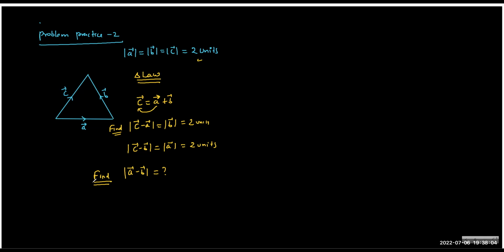If the angle between A and B is 120, so what is the angle between A and minus B? Sorry, A and minus B. What is the angle between A and minus B? So 60, of course. So if you draw the minus B, how will it look like?